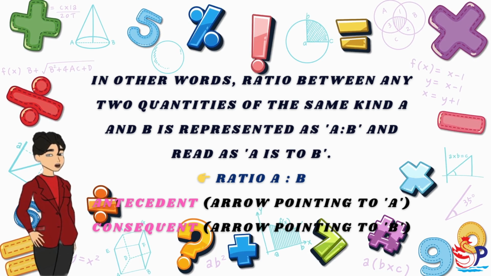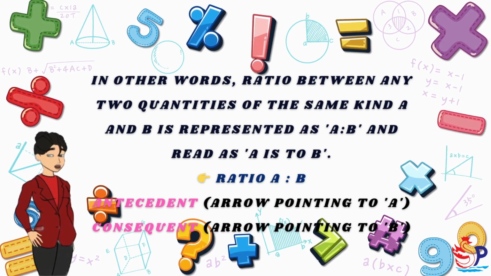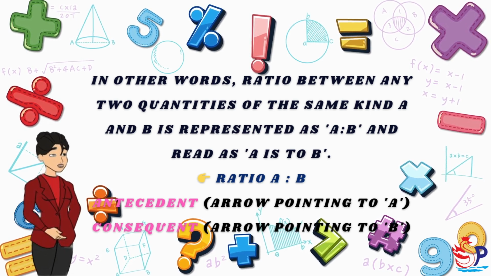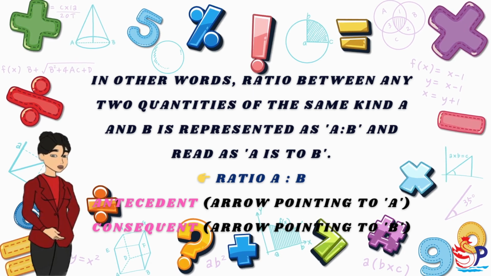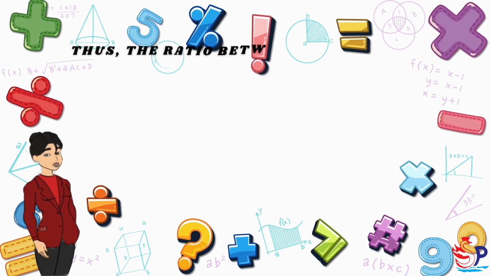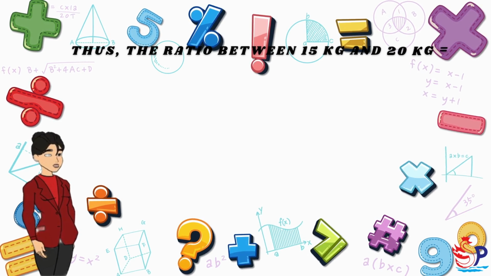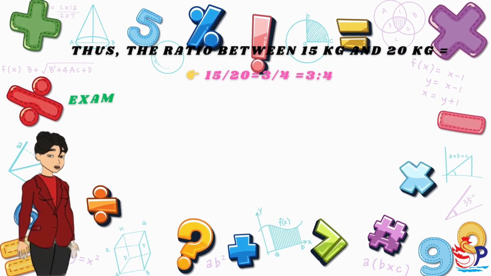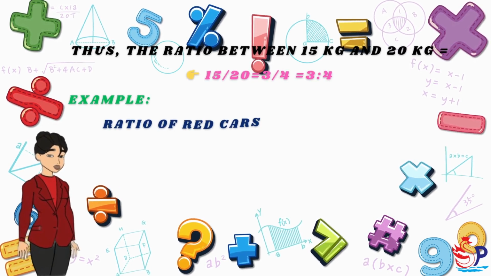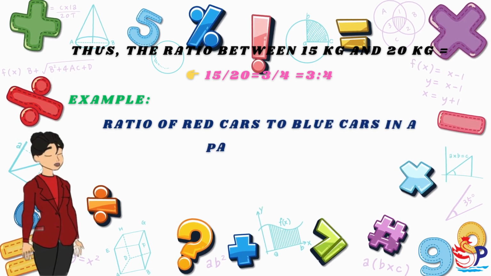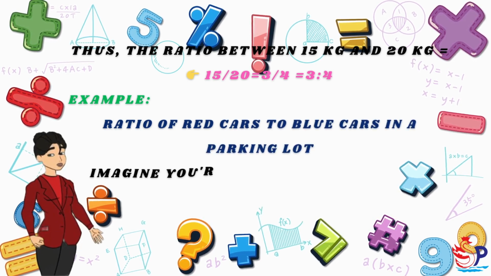Antecedent, arrow pointing to A. Consequent, arrow pointing to B. Thus, the ratio between 15 kilograms and 20 kilograms is equal to 15 by 20, which is equal to 3 by 4, which is equal to the ratio 3:4.